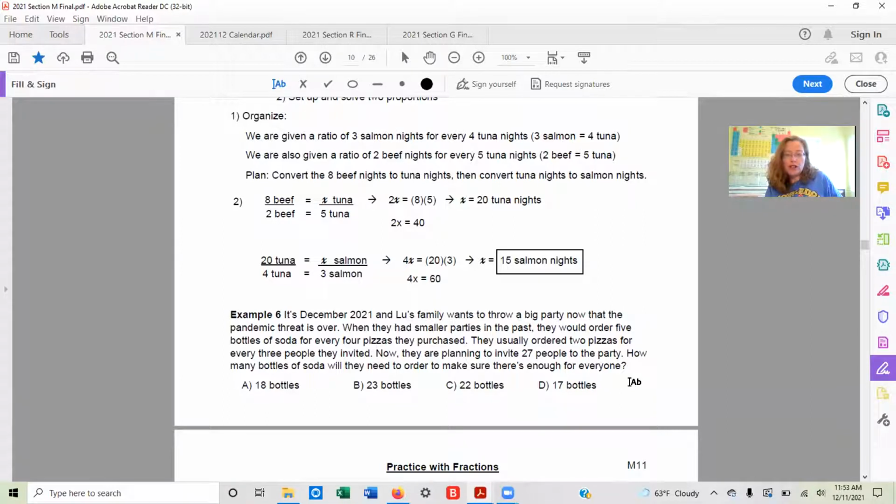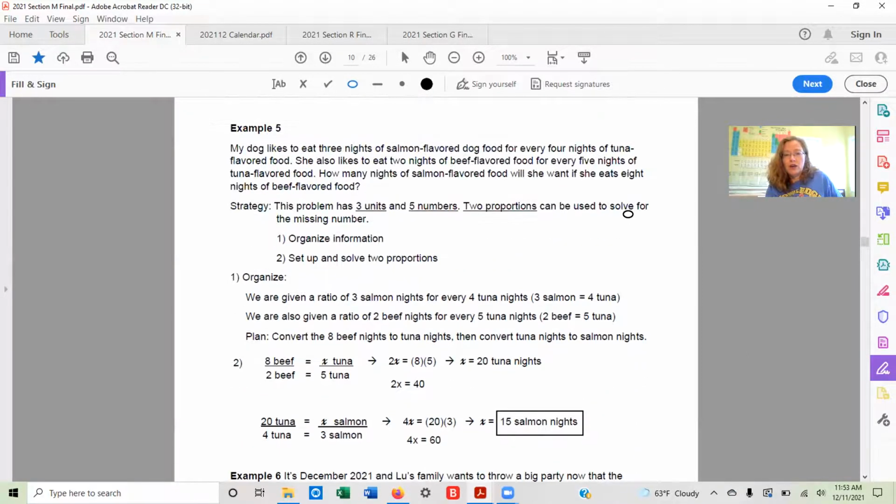Well, they know they need 22.5 bottles. To make sure they have enough for everyone, they're going to want to round up. The correct answer then is going to be letter B, 23 bottles. They want to play it safe, have enough. There have been other questions.